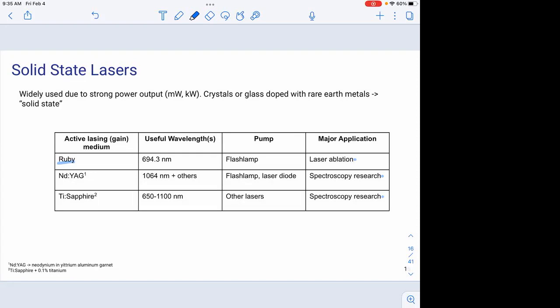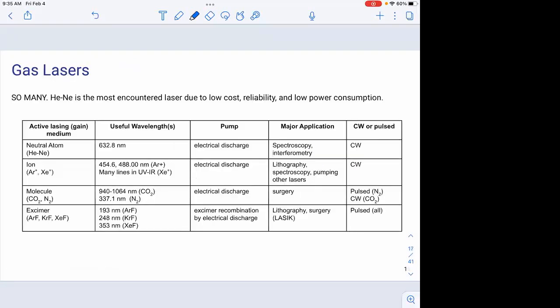Yeah, so these are common. They're generally not super expensive. They've been around for a long time. If you're looking for gas lasers, there are so many. This is a partial list.